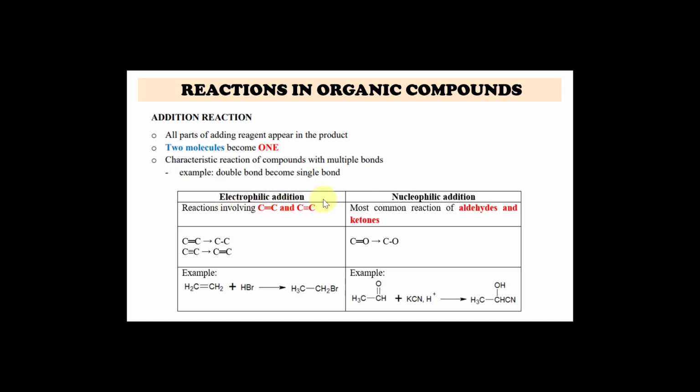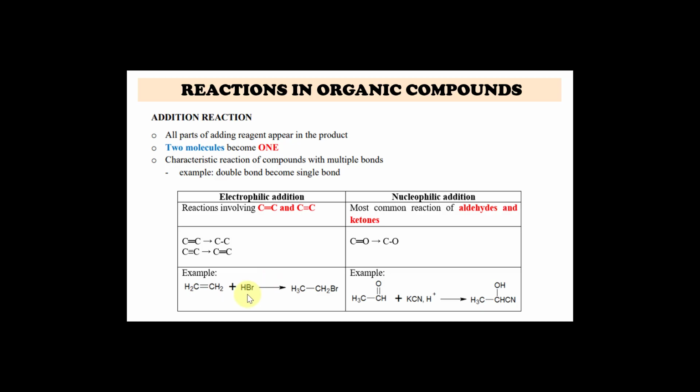In electrophilic addition, the reaction involves the carbon-carbon double bond and carbon-carbon triple bond. In this reaction, the carbon-carbon double bond will be converted into a carbon-carbon single bond and the carbon-carbon triple bond will become a carbon-carbon double bond. For example, here I have a carbon-carbon double bond compound, so this is an alkene. The carbon-carbon double bond acts as a nucleophile since it is rich in electrons, and the HBr molecule will act as an electrophile.